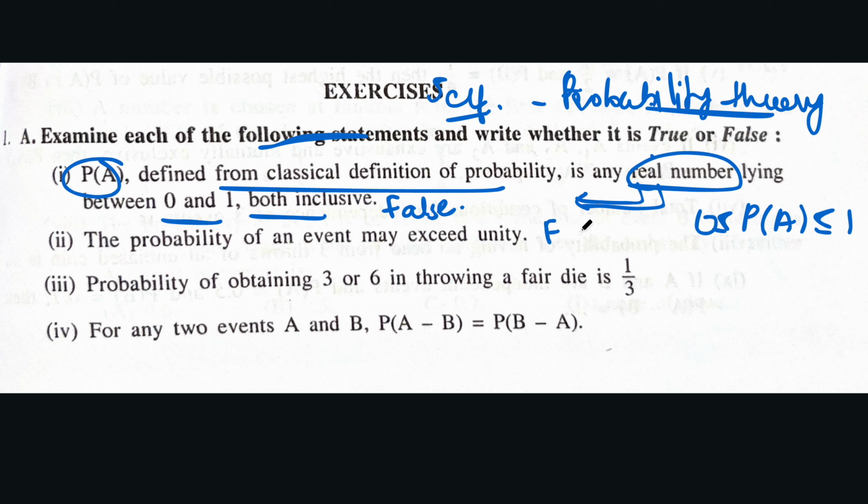So false. The probability of obtaining a 3 or a 6 in a fair die is 1 by 3. So 2 upon 6, which is 1 by 3. So this is true.